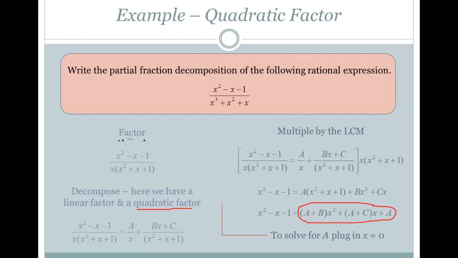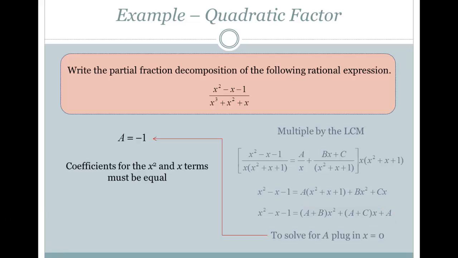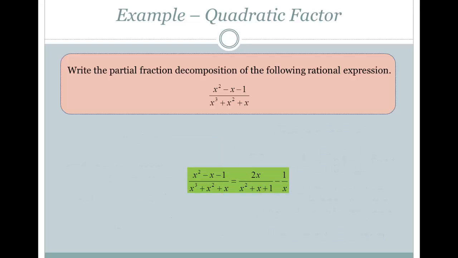So I get A is equal to -1, and the next step is that the coefficients for the x squared and the x terms must be equal, like we said. That means A plus B is equal to 1, but if A is equal to -1, B is going to be equal to 2. And I know that A plus C is equal to -1, so C would be equal to 0. Then the final step is obviously to write this in my partial fraction decomposition like that.